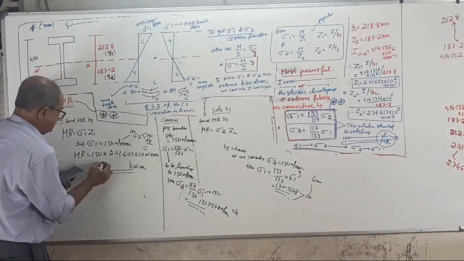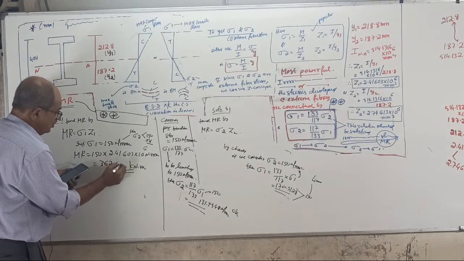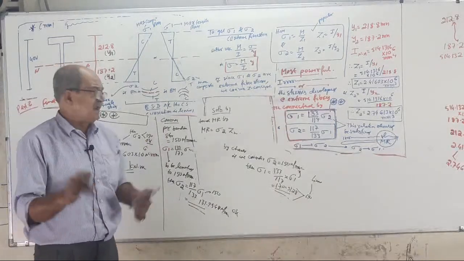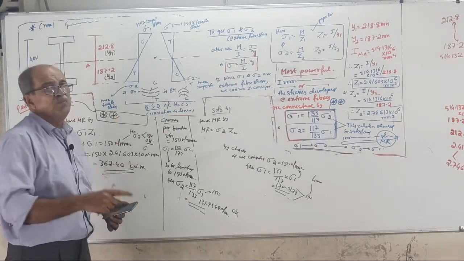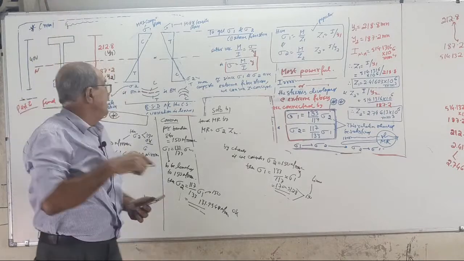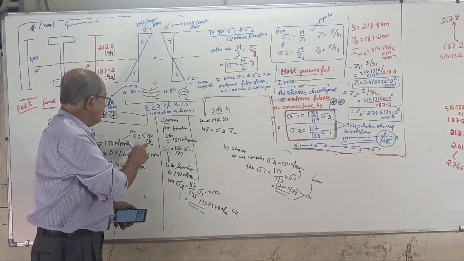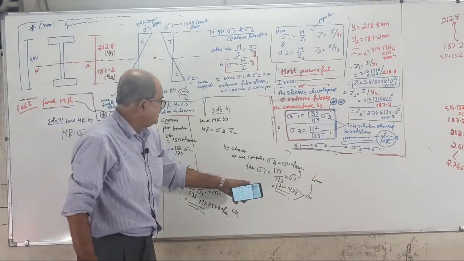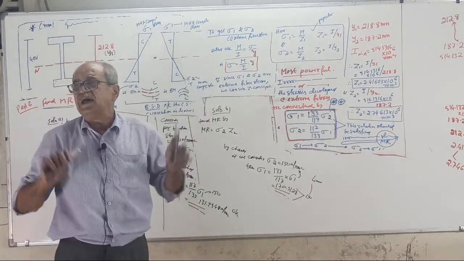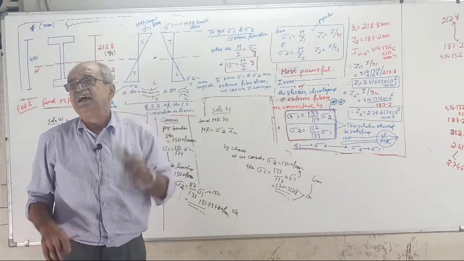362.40 kilonewton meter. This is the MR right here. If this much bending moment is applied, then stress at the top fiber will reach 150. Stress at the bottom fiber will be how much? You told 100. Where is the answer? 131.954. So both the edge stresses are not beyond the limit, whereas on one side it reached the limit.